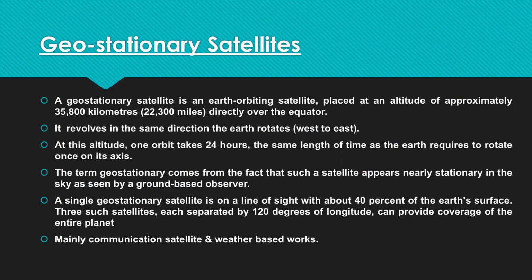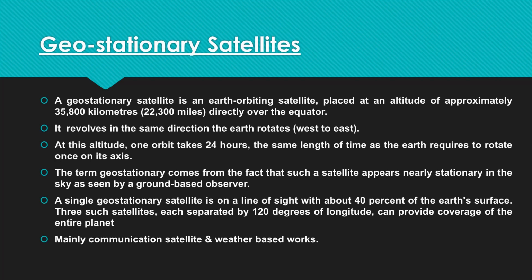Now we will move on to types of satellites. Basically, there are many criteria to divide types of satellites. In this session, we will be looking into types of satellites based on the orbits. There are two most important types of satellites based on their orbits. First is geostationary satellites, and second is polar orbiting satellites, or as we can say, sun-synchronous satellites.